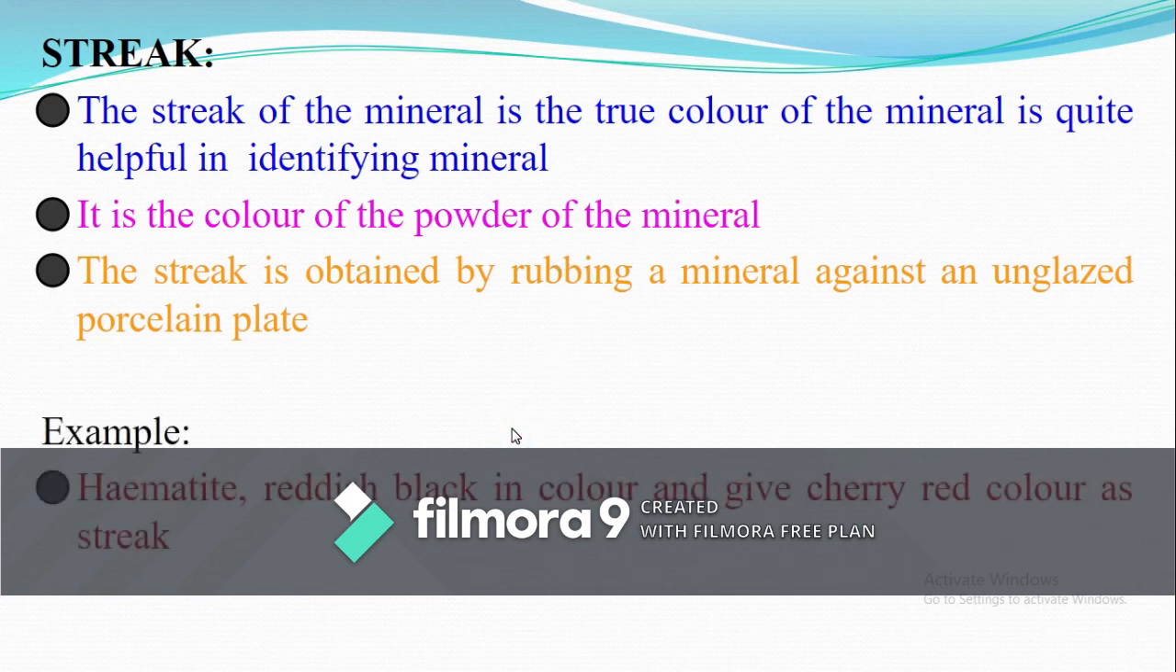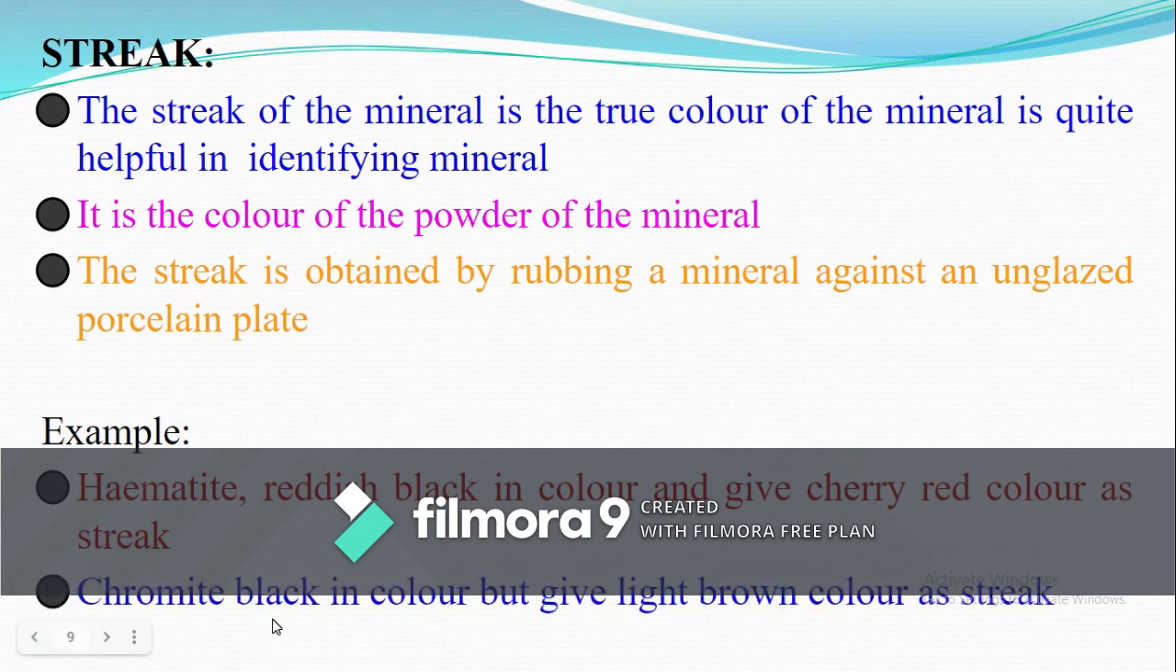Suppose you take a mineral, say calcite. It is white in color. You rub it, you will get white color. The color of the mineral and the streak are the same, but there are certain variations. Say hematite, reddish black in color. But if you rub it on the unglazed porcelain plate, you will get a cherry red color. Cherry red color, so it is very important. Then chromite is black, but it gives you a light brown color.